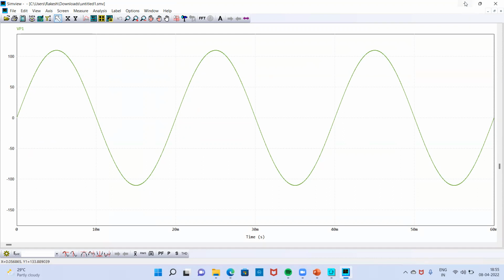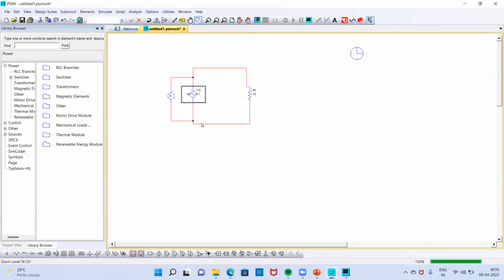Now what we are going to do is connect another voltage source. Just see here, I have this one. I will copy this one and paste it here. So it is copied, it is pasted. I will connect these two things in series, so that means I am adding these two voltage sources.